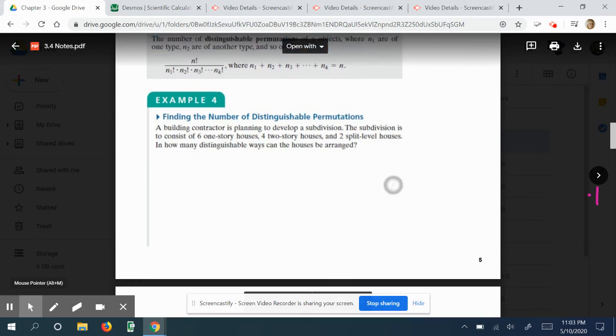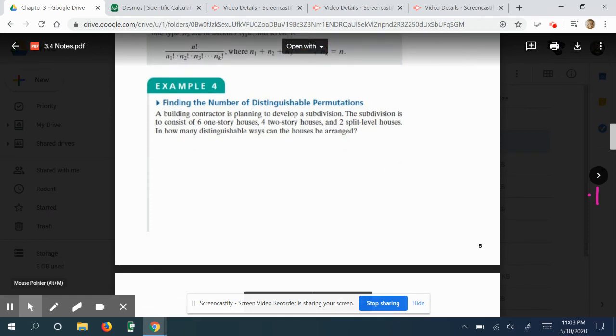Okay, so it says this. Finding the number of distinguishable permutations. A building contractor is planning to develop a subdivision. The subdivision is to consist of 6 one-story houses, 4 two-story houses, and 2 split-level houses. How many distinguishable ways can the houses be arranged? Okay, so think about it. n is the total number of houses. So 6 and 4 is 10, and 2 would be 12, right?